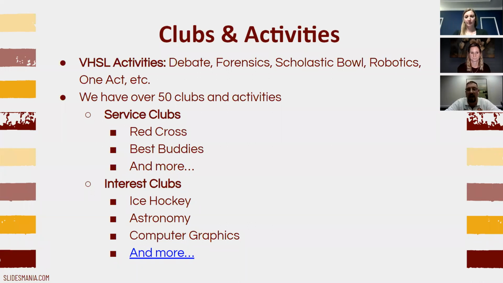Our club list has probably about 50 to 60 different things on it. That list gets bigger every year as we get new students who come in with new clubs they want to start, so it's a great opportunity. The other ones are just the general interest clubs, like ice hockey club, astronomy, computer graphics, and many more. Those clubs ebb and flow in how many we have, because it's based on the students who come in. We used to have a paintball interest club because a lot of kids in those years loved paintball. So they formed a club.